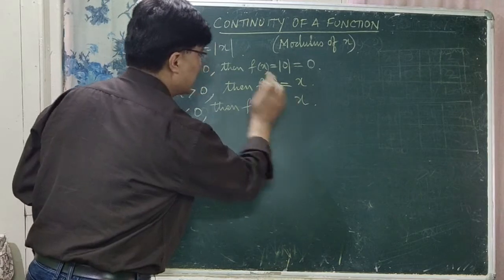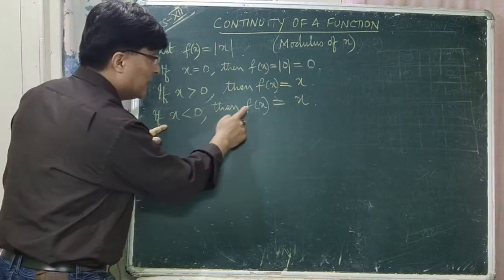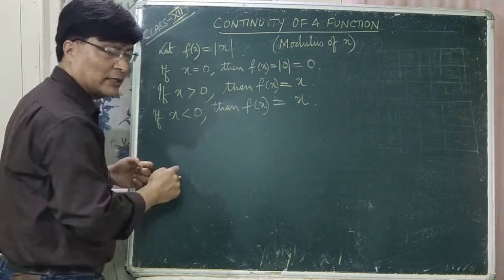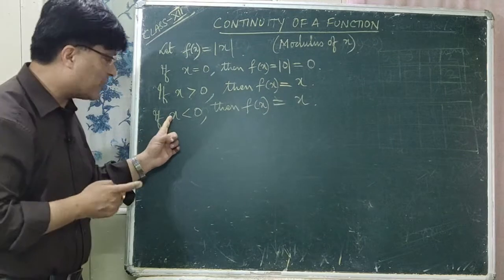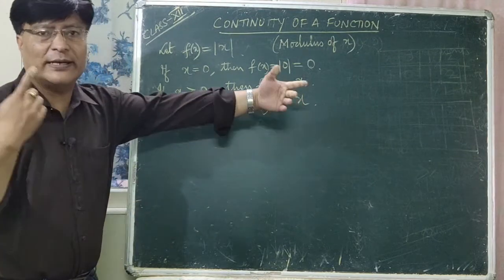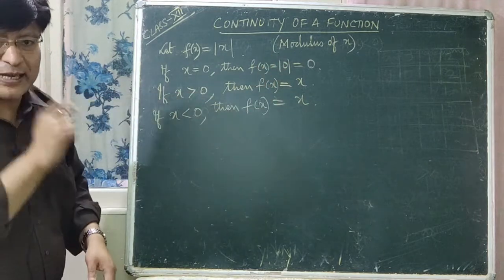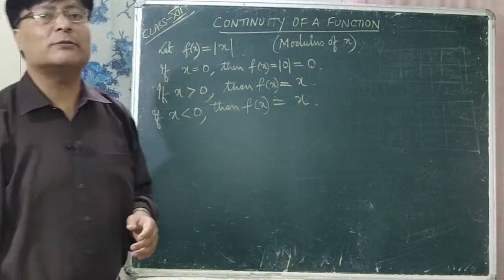Suppose I don't write the negative sign out here. If x is less than 0, then f of x is equal to x. If you write only x, this is already negative, isn't it? If you write the condition x less than 0, then f of x equal to x is already negative. But you should make it positive because you know that within mod x means it should always be positive.